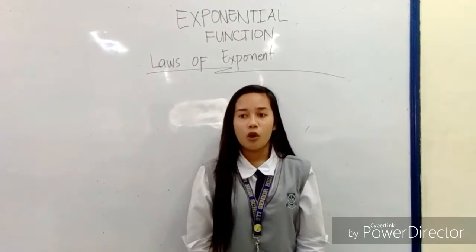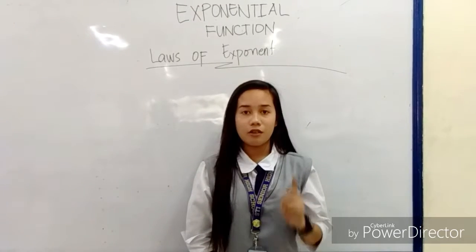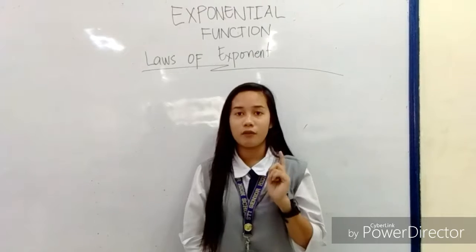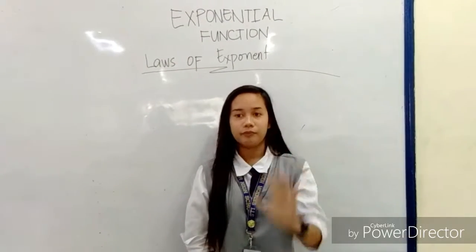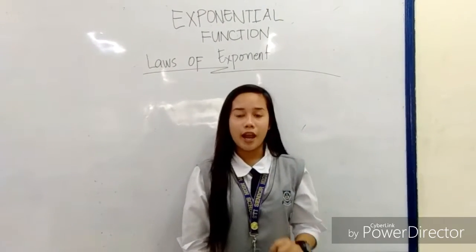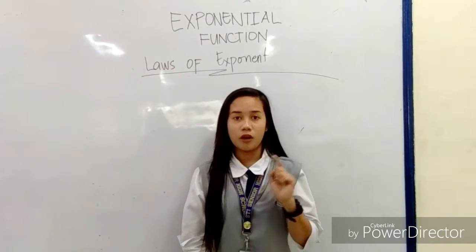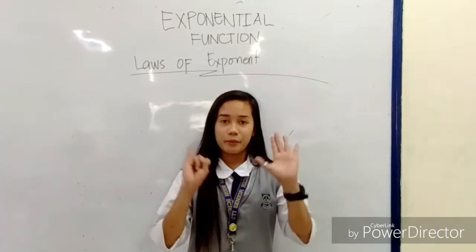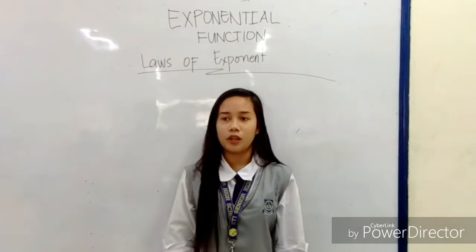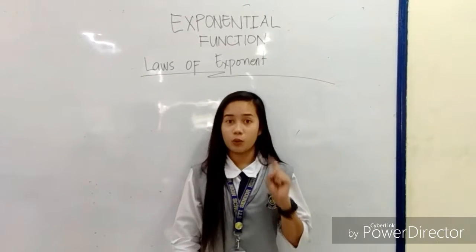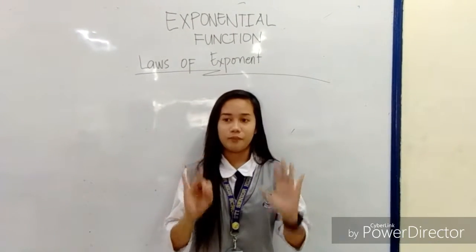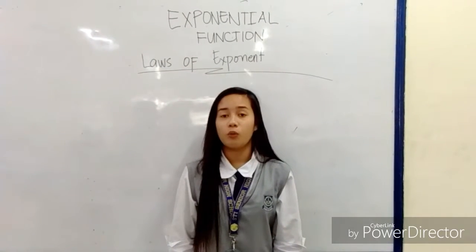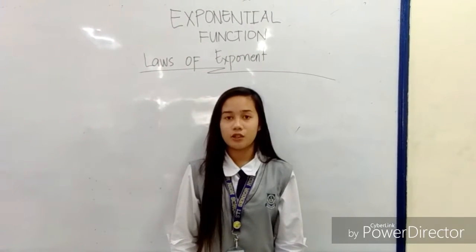Number 4. Quotient of the power, where a raised to the power of x over a raised to the power of y is equal to a raised to the power of x minus y. Number 5. Power of the quotient, where a over b raised to the power of x is equal to a raised to the power of x over b raised to the power of x. Number 6. Zero of the exponent, where a raised to the power of 0 is equal to 1. And last, number 7. Negative exponent, where a raised to the power of negative x is equal to 1 over a raised to the power of x.